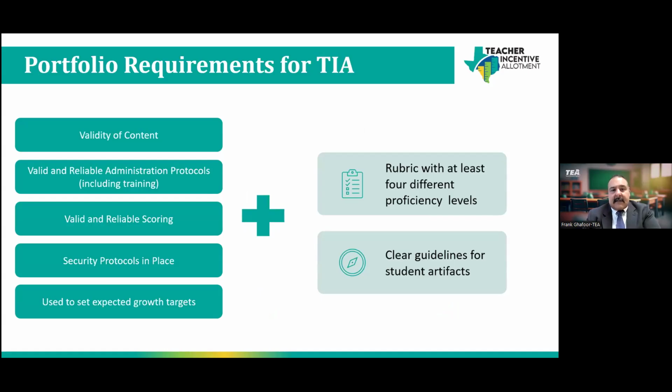with our requirements for TIA. When we're talking about our requirements for TIA with portfolios, in addition to our overall requirements, there are some unique ones. And number one is the development of a quality skill progression rubric with at least 4 levels. TIA is also looking for clear guidelines for student artifacts.